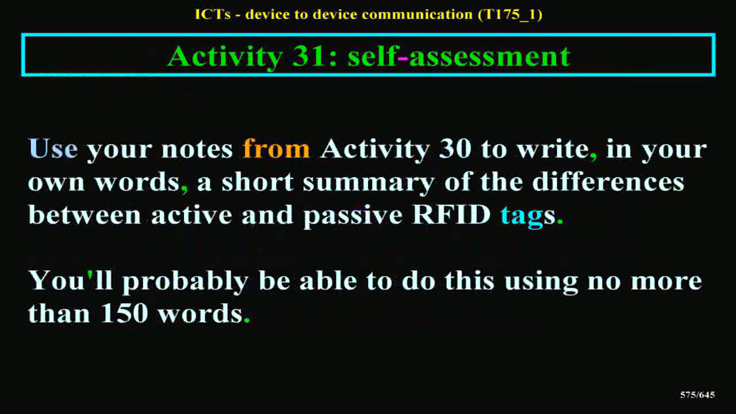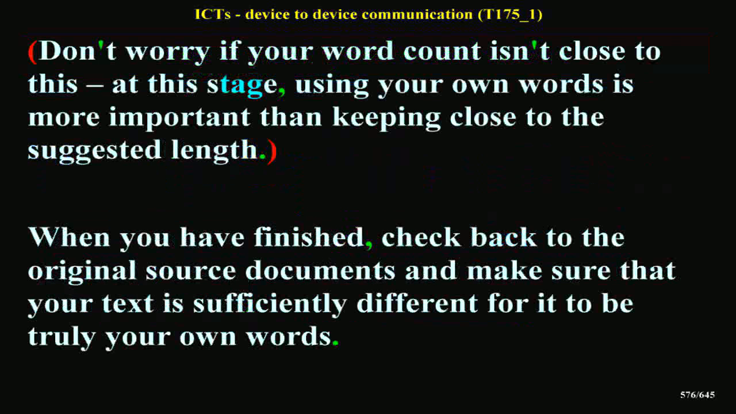Activity 31. Self-assessment. Use your notes from Activity 30 to write, in your own words, a short summary of the differences between active and passive RFID tags. You'll probably be able to do this using no more than 150 words. Don't worry if your word count isn't close to this at this stage. Using your own words is more important than keeping close to the suggested length.